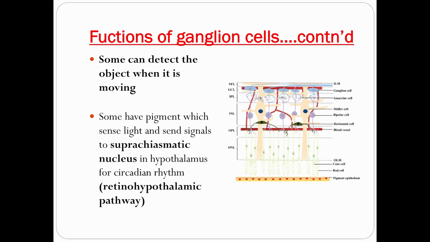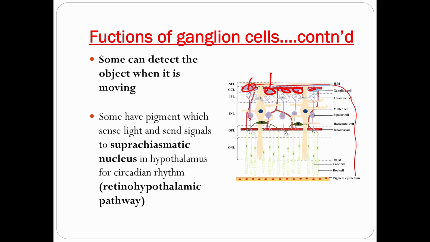Okay. So the ganglion cells are getting the signals from bipolars and sending them to the thalamus, because the tract finally goes into the thalamus. Some detect objects, and some of these subsets are very important. They will be stimulated only when the objects are moving, and some will detect objects which are stationary. And some have the pigment which senses the light and will not send it to the thalamus for image or object vision, but for non-visual purposes.